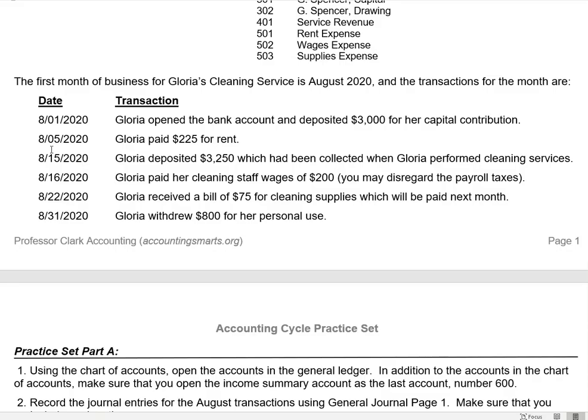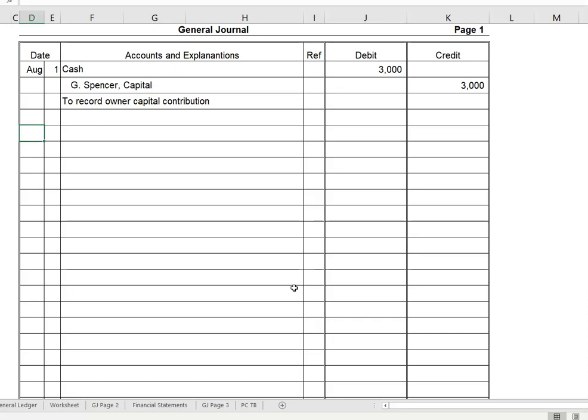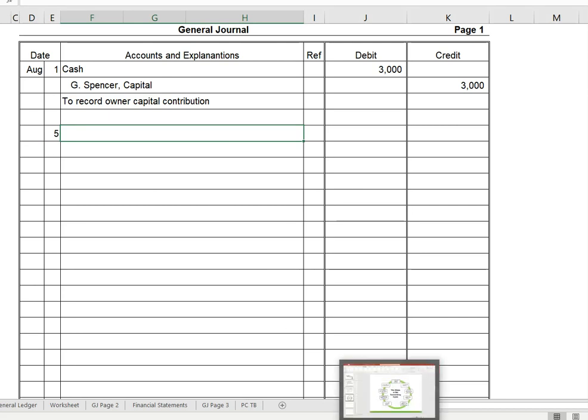All right, so our second transaction happened on August the 5th. Gloria paid $225 in rent. So we do not have to bring August down because we already have August here, so we just have to put the 5th here to indicate it's a new date. And that transaction was, remember, she paid $225 in rent. So she used cash, so she's going to credit her cash account. If you remember, our debit accounts come first, our credit accounts come second, so our cash will be on this line. And we use that cash to pay our rent.